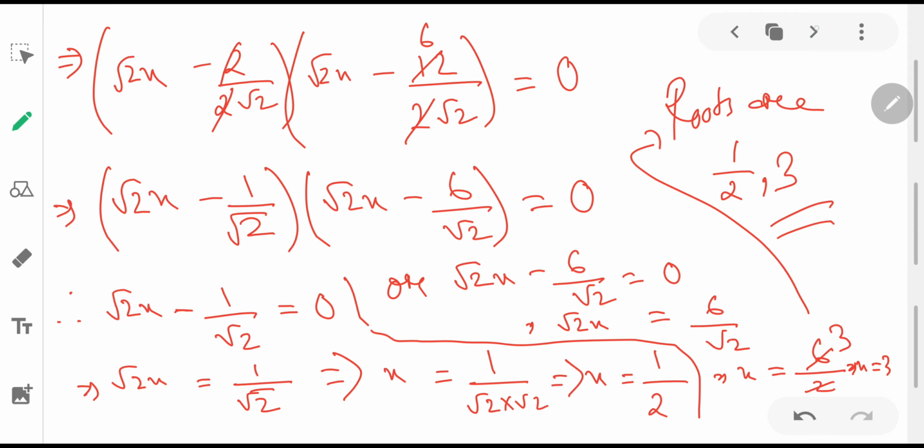Let's quickly move on to the second question, which is 2x square plus x minus 4 equals 0. We need to solve it by the method of completing the square. What is the thing to look for here? The thing to look for here is the sign of the middle term. What is the sign of the middle term? It is plus. So we need to put it in the form of (a plus b) whole square. Let's put it in that form.